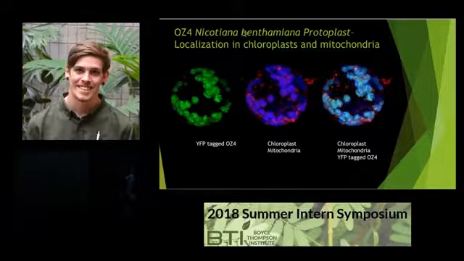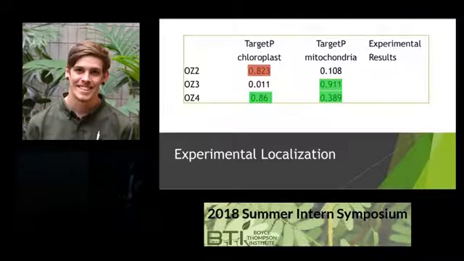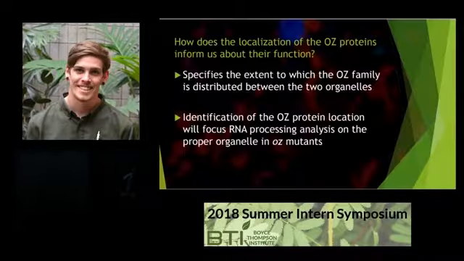So in review, I found the localization for OZ2 to be in the mitochondria, which is inconsistent with the bioinformatics program TargetP. I found the localization for OZ3 to be in the mitochondria, which is consistent with the TargetP prediction program. And for OZ4, I found dual localization with a favored distribution for the chloroplast, which is consistent with the prediction program.